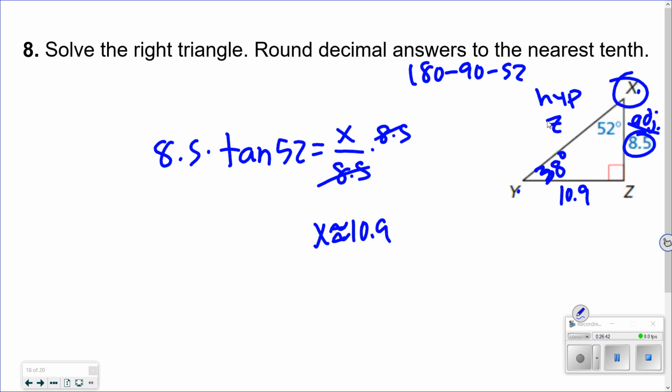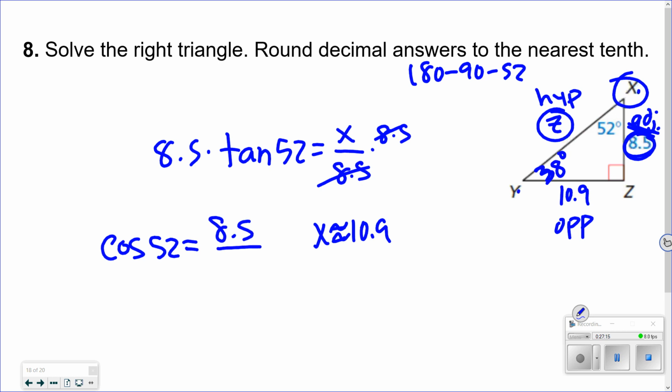The only thing I'm missing now is the hypotenuse. I can now use either the adjacent side or the opposite side. Just be careful: the opposite side is rounded, so if I use it, my answer won't be as accurate. You can use it, it may just be off by a little bit. So I'm going to use the adjacent side. Z is the hypotenuse, and adjacent over hypotenuse is cosine. So I have the cosine of 52 equals the adjacent side, 8.5, over the hypotenuse, which is Z.